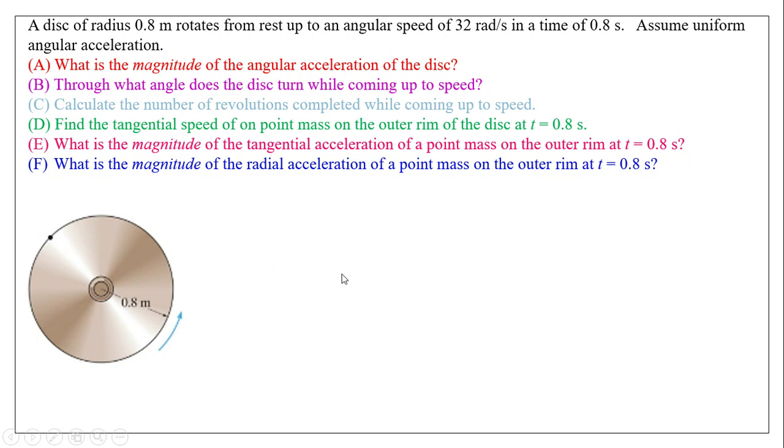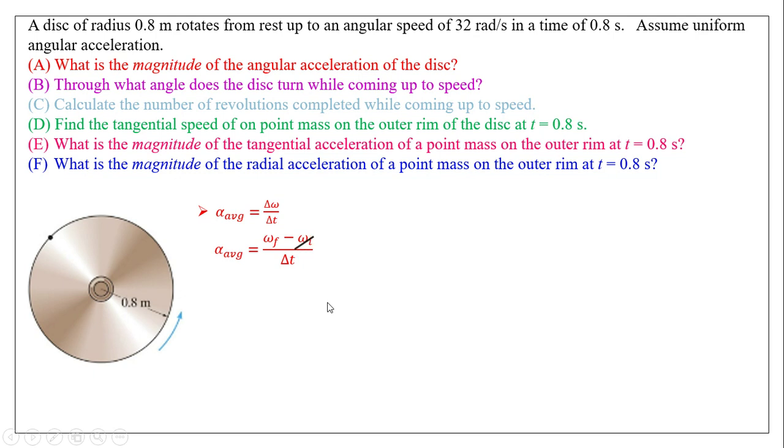Okay, so part A wants us to find the magnitude of the angular acceleration of the disk. Based on the information we are given, I would just go ahead and apply the average acceleration function here. Average angular acceleration is just the change in angular speed divided by the change in time. So I'm just going to break this up into omega f minus omega i. Hopefully by now your linear kinematics is good. This function just mirrors average acceleration linearly.